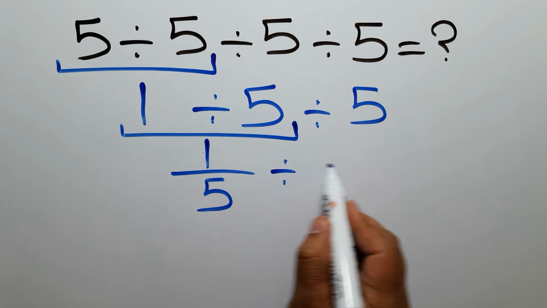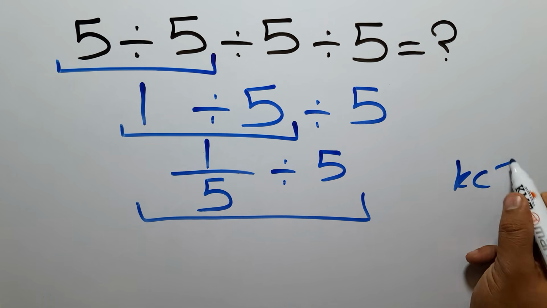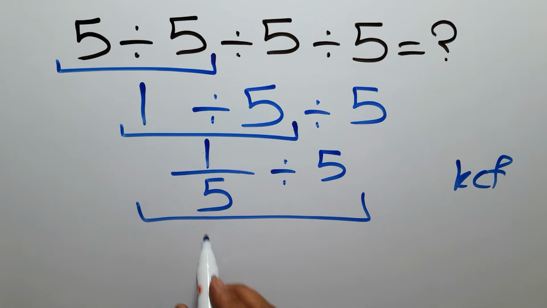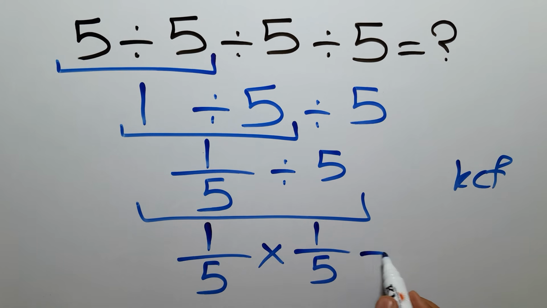Then divided by 5. Now, according to the KCF rule, K stands for keep, C stands for change, and F stands for flip. We can write: keep the first fraction, change division to multiplication, and flip the second fraction. So we have 1 over 5 times 1 over 5, which equals 1 times 1 gives us 1.